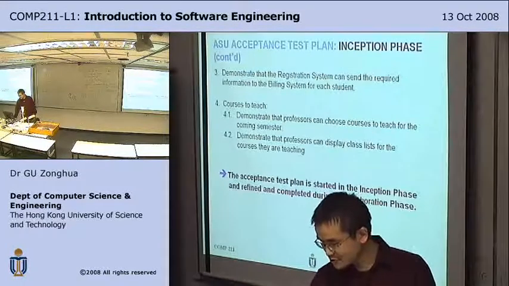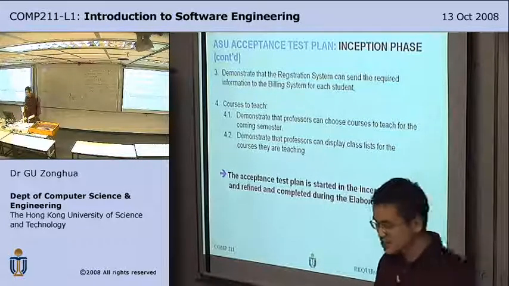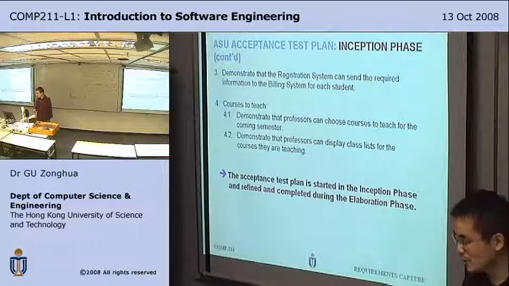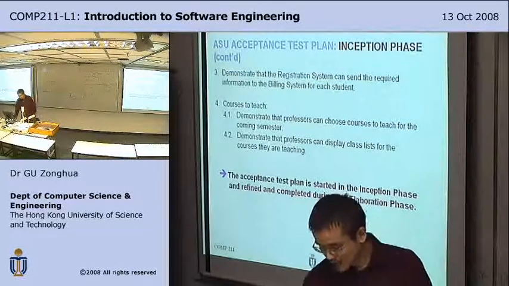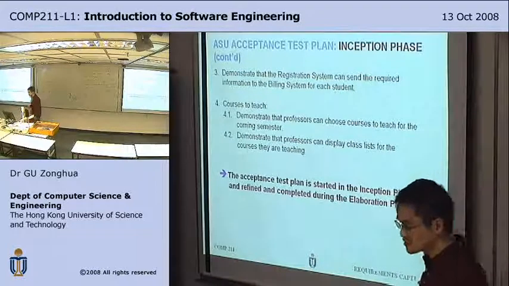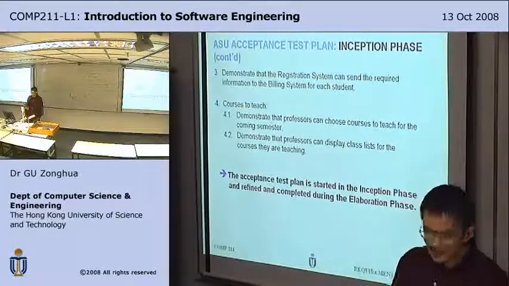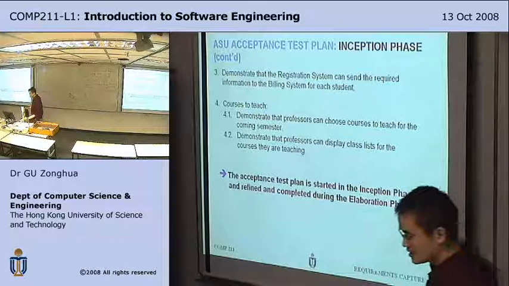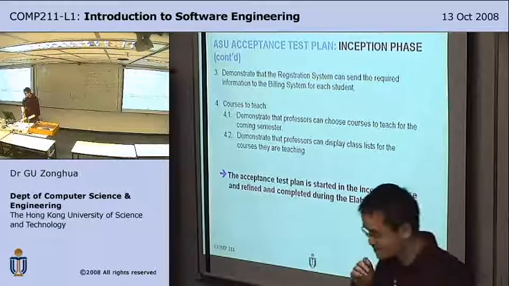So send information to the billing system. So demonstrate that the registration system can send the required information to the billing system. So actually send it in your system. And courses to teach. So demonstrate that professors can choose courses to teach, can display class lists. So for most of these items, you just add a demonstrate that in front of the requirement to make it more kind of executable.